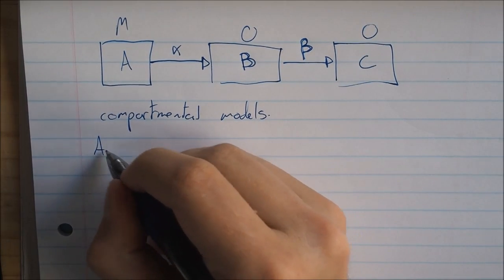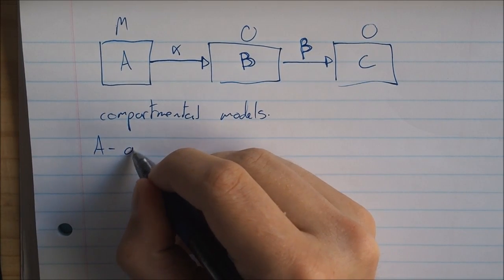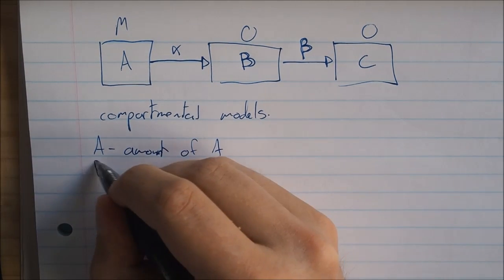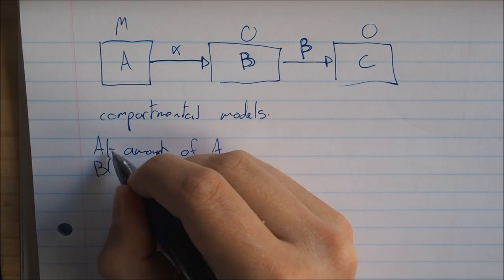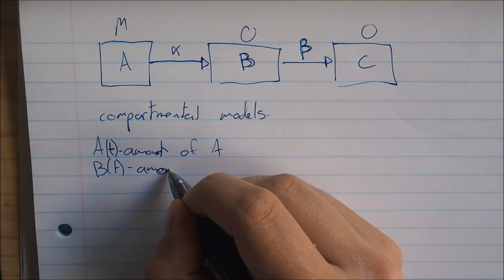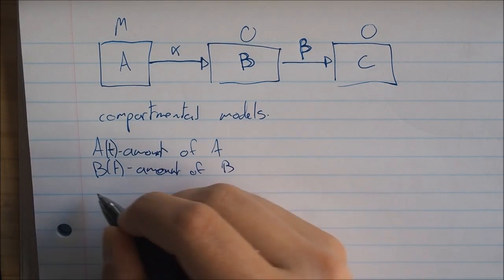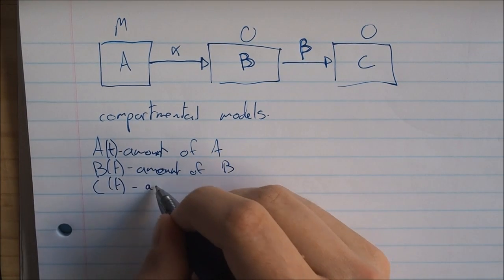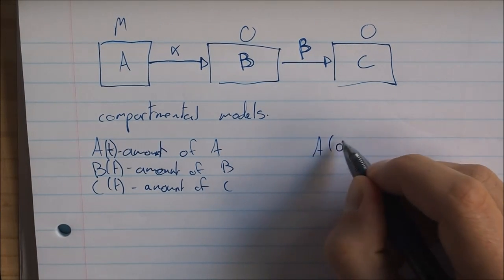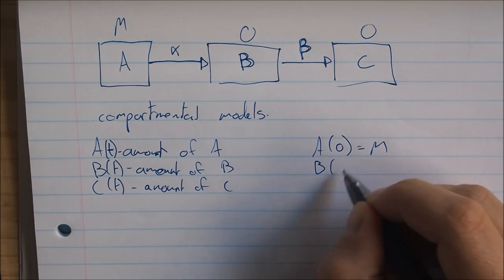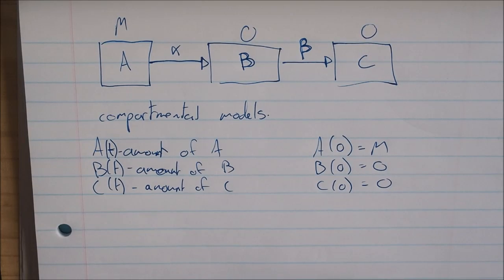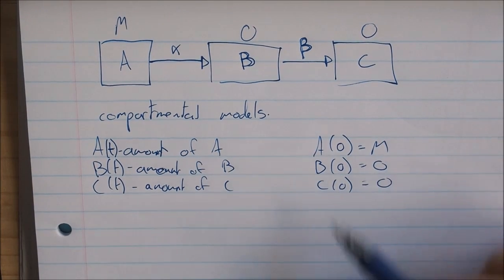So first step, let A denote the amount of substance A. B, I suppose, is a function of time. These are both functions of time. Let B denote the amount of substance B, and let C denote the amount of substance C. A(0) is initially m, B(0) is initially 0, and C(0) is initially 0. Okay, so the problem description tells us what all of these should be.